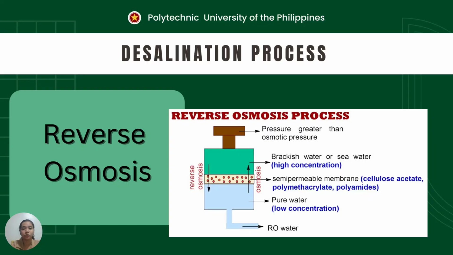What is the desalination process? First is reverse osmosis. It is the most used process and consumes less energy than the rest, as it is based on the use of semi-permeable membranes. The semi-permeable membrane sits in the middle between the low concentration or pure water and the brackish water or seawater, which are the highly concentrated ones.